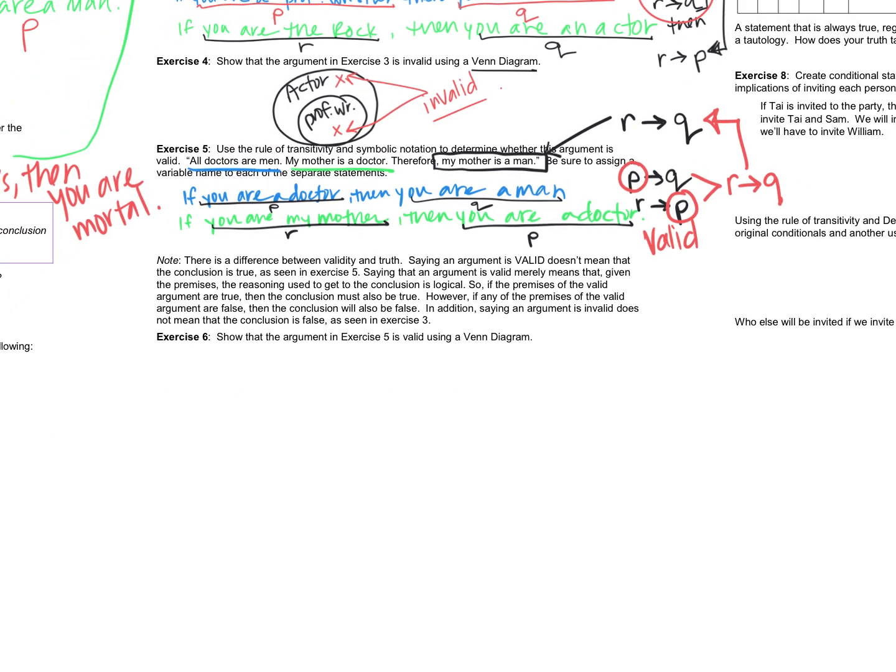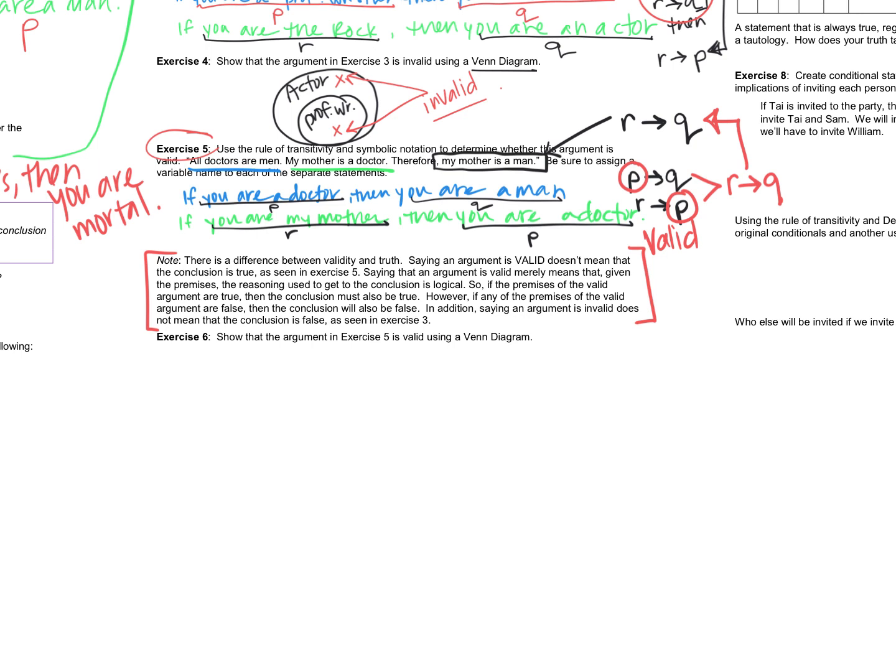Now, going through what I had said before, there is that difference between validity and truth. Saying an argument is valid doesn't mean the conclusion is true. As seen in exercise 5, if talking for myself, my mother is not a man, so that would not be a true conclusion.